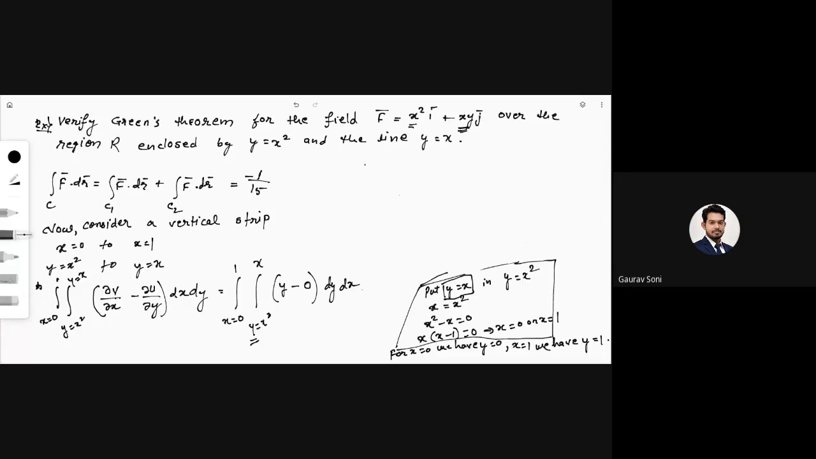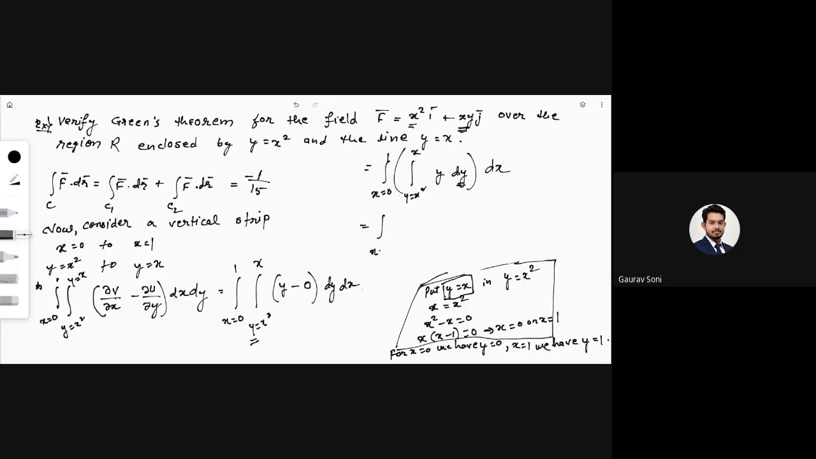Now this is equal to integration. X is running from 0 to 1, y is running from x square to x, y dy बाद में dx. Now next thing you have to remember, as I said in the previous lecture, अब ये integration with respect to क्या है? y है.